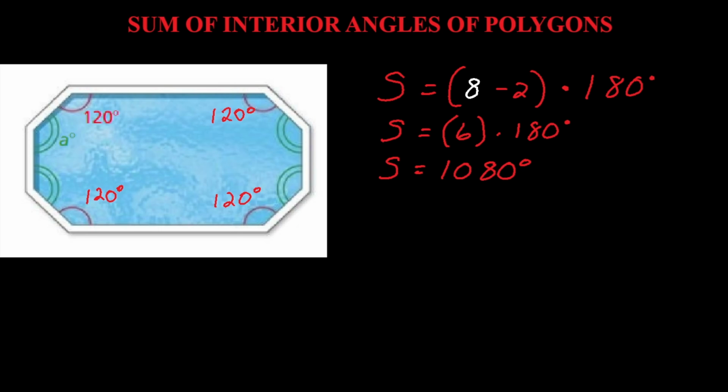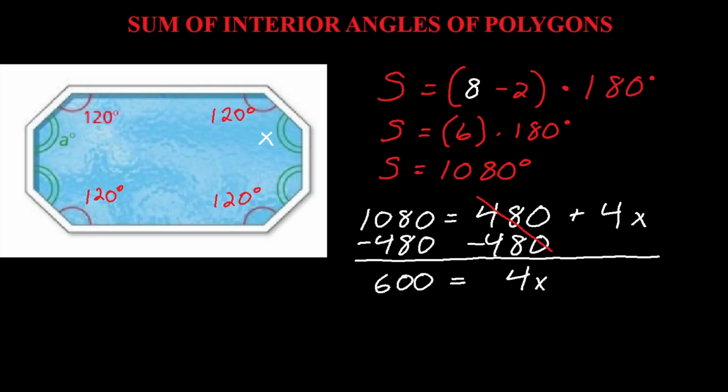Modeling an algebraic equation that'll give us the measure of the four angles inside, we come up with 1080 equals 480 plus 4x, the x representing the angle that we don't have inside here. These four angles are the 480, and now we solve the two-step equation. So first we subtract 480 from both sides, which gives us 600 degrees equals 4 times the angle. Then we divide both sides by 4. And finally, we get that the measure of angle x is 150 degrees.